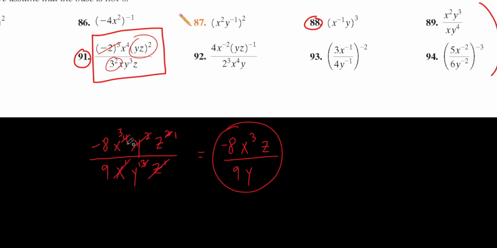Never do anything? Well, we did. We canceled stuff out. Oh, well, you can't reduce it. Yeah, nothing goes into 8 and 9.